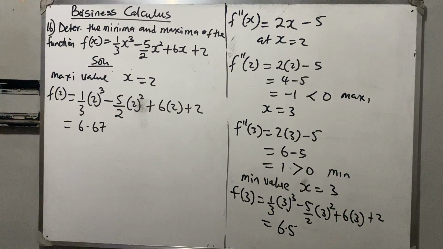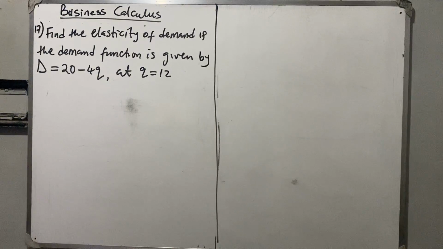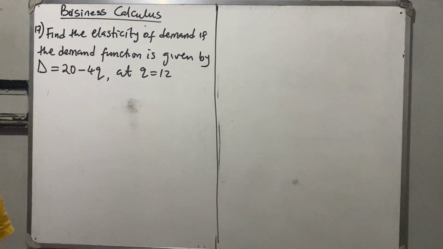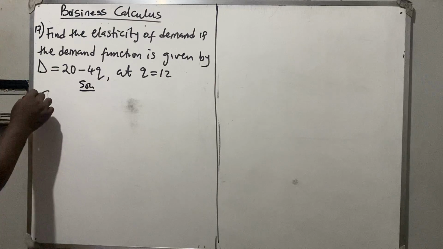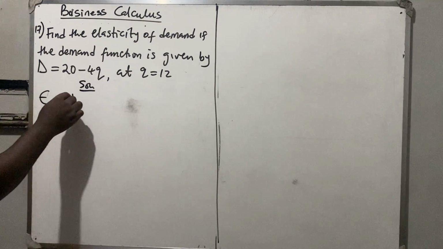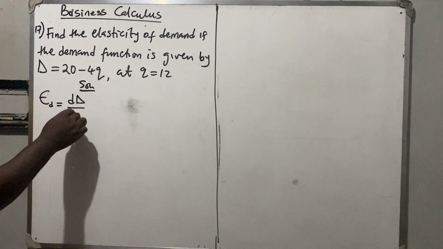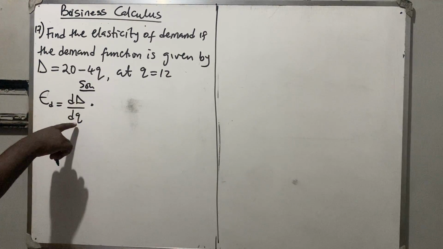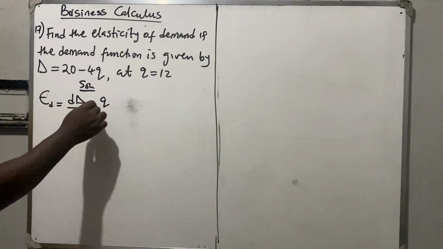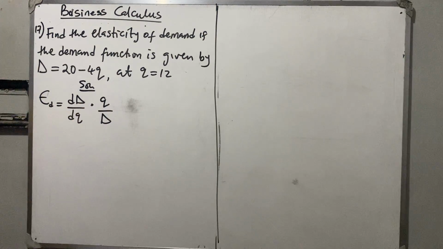So I'm going to pause the video to write the next question. Okay, the next question, number 17, said we should find the elasticity of demand if the demand function is given by this, at this. Solution: the formula for elasticity of demand is dD over dQ multiplied by Q over D. D is on top here and Q is down, so Q will be up and D will be down. As simple as that.